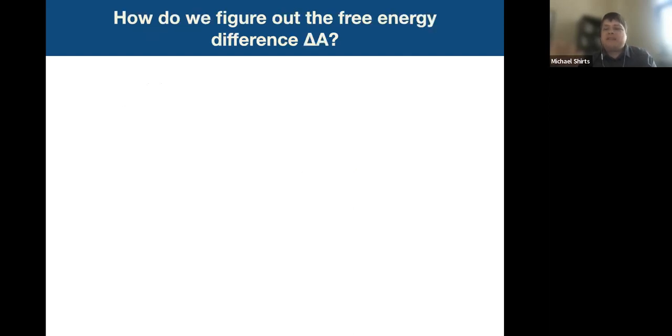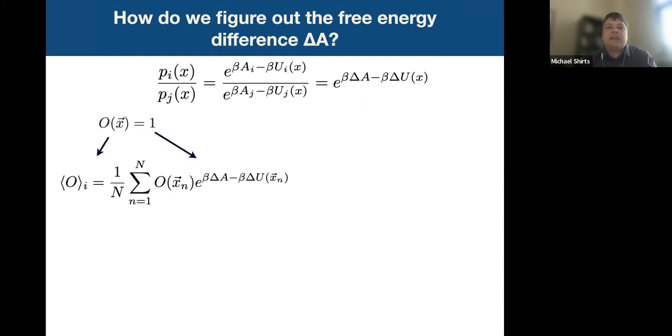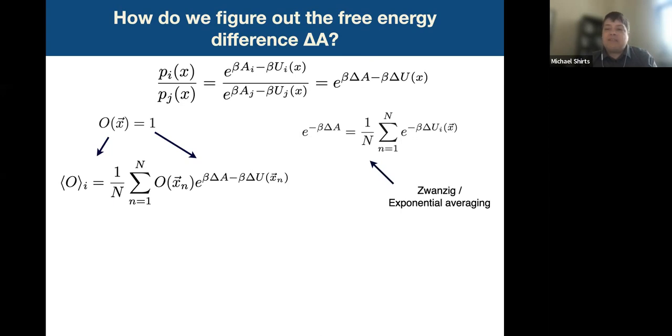So how do we get that difference in free energy, though? We haven't talked about that. Let's take this formula for the observables that we got, and just stick in 1 for each of those O. And what we get is this formula. If we divide this, and we know that this is a constant, the same for all the sum, we can multiply both sides by this, and we get this formula for the free energies. If we just add up minus beta times the difference in potential energy and average that, that will give us e to the minus beta delta A. This is known as the Zwanzig formula, or exponential averaging.